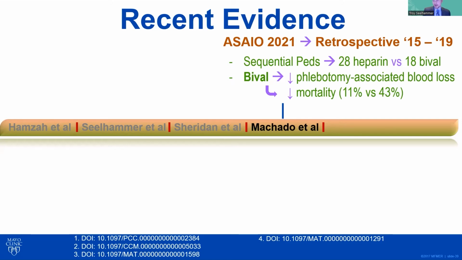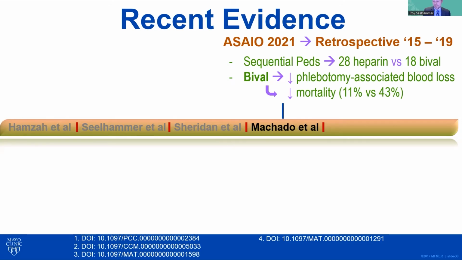Machado et al., again in ASAIO in 2021, looked retrospectively over a 4-year time window. And these were in sequential cohorts, initially heparin, 28 patients, followed by 18 bivalirudin patients, similar to the Ranuzzi et al. style here. And what they found is that with those receiving bivalirudin, there was a reduction in phlebotomy-associated blood loss. Basically, they drew fewer labs. And also they found a reduction in mortality, which was quite significant here, 11% versus 43%.